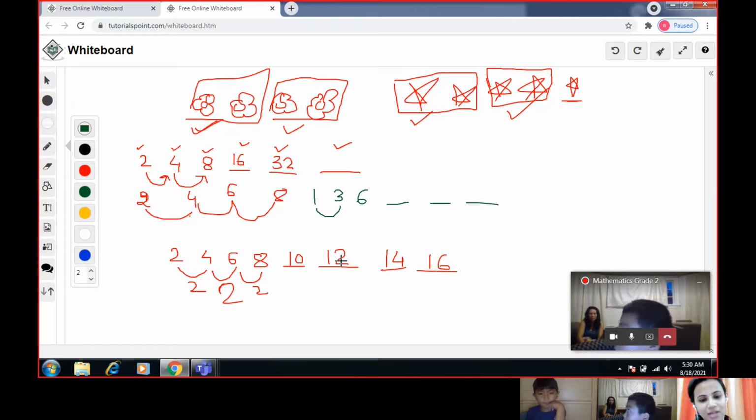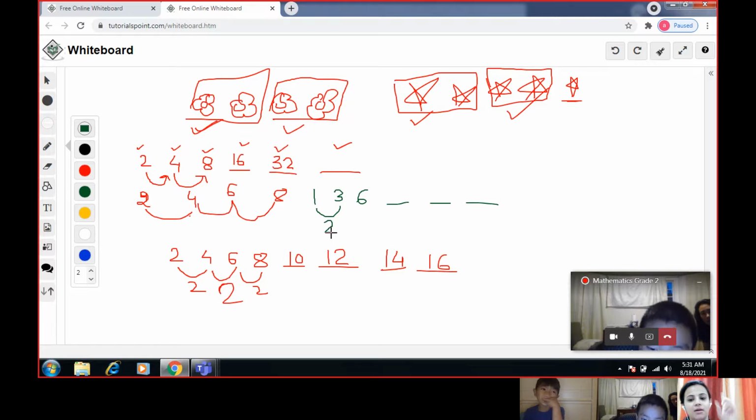Between 1 and 3, what is the difference? After 1, 2, 3. There are 2 differences. Can you count from 1 up to 3? 1, 2, 3. Take out 2 fingers and count. After 1, 1, 2, 3.